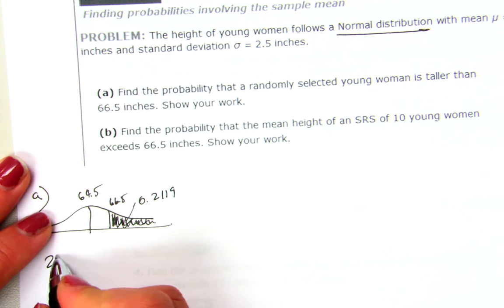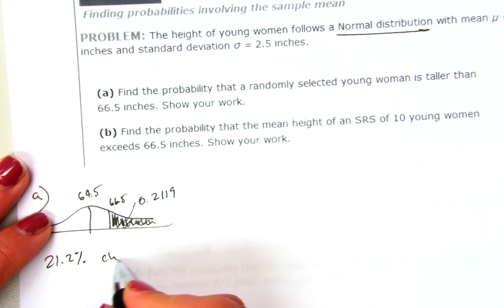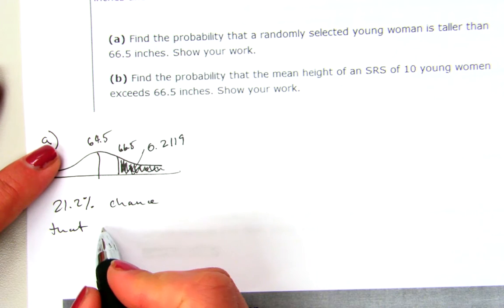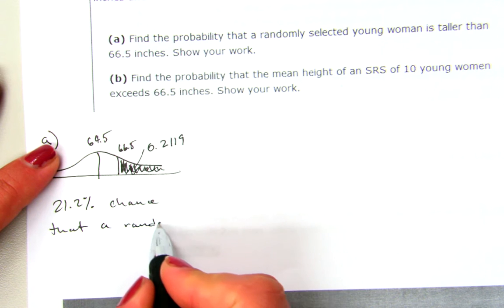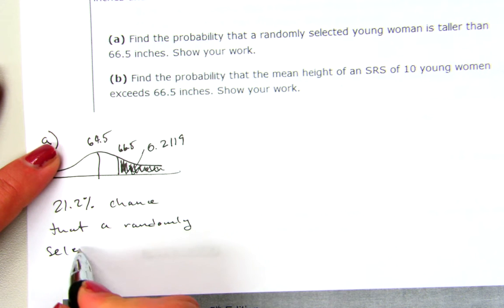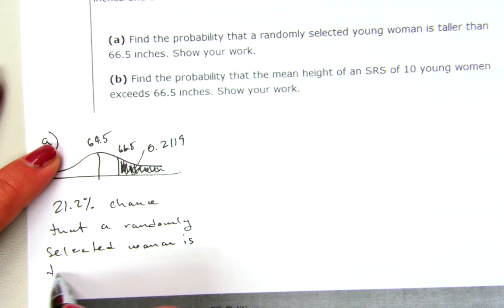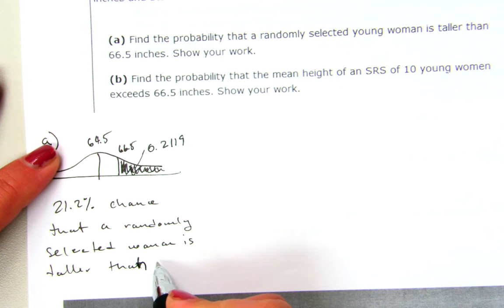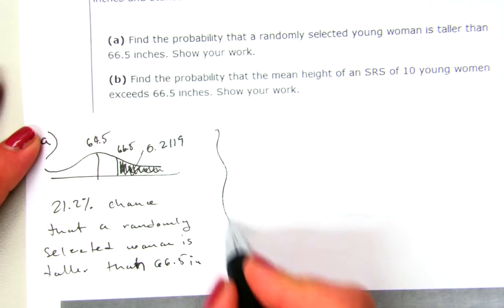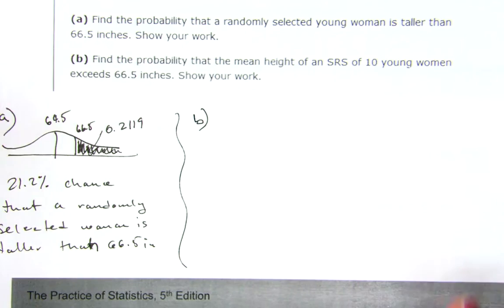So about a 21.2% chance that a randomly selected woman is taller than 66.5 inches. Okay, that was part A. Part B is where the new stuff comes in. Find the probability that the mean height of a simple random sample of 10 young women exceeds 66.5.